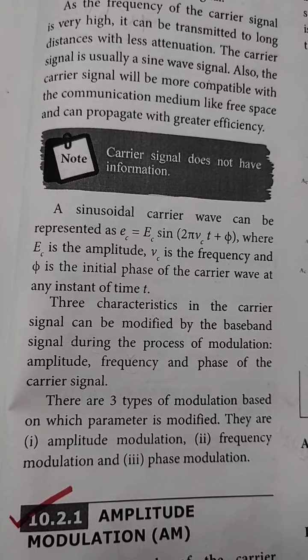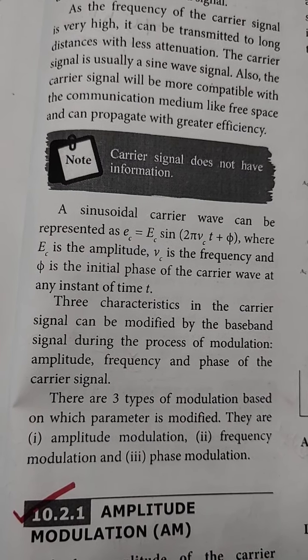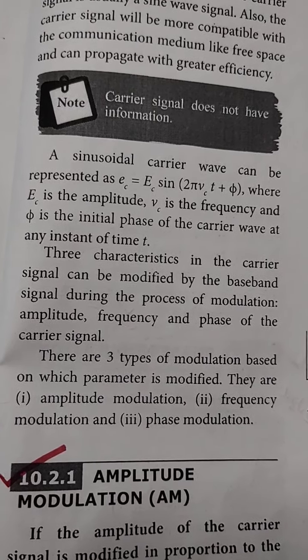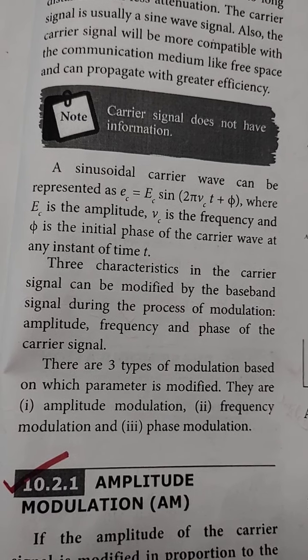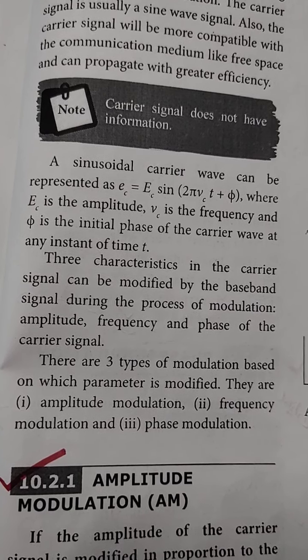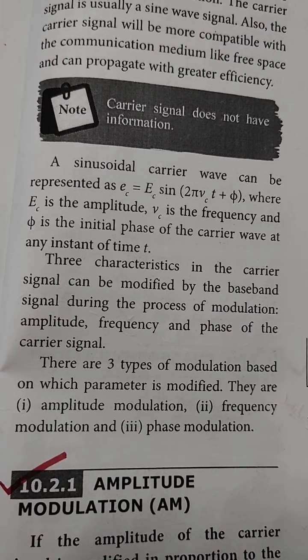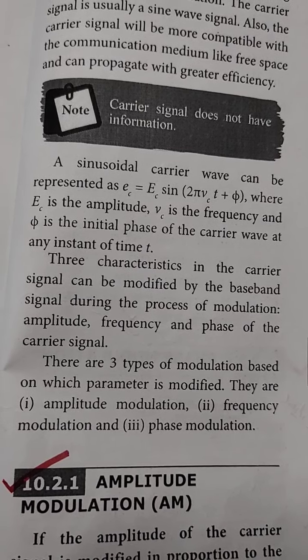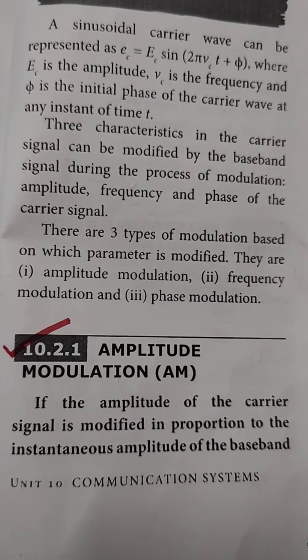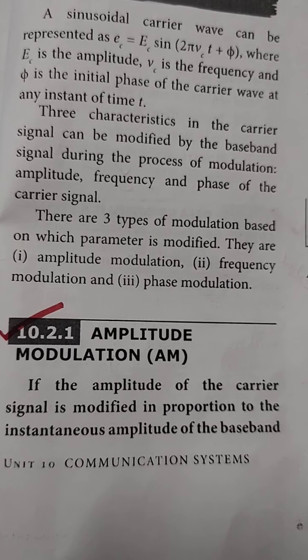First one, amplitude, frequency and phase of the carrier signal. There are three types of modulation based on the parameter that is modified. They are amplitude modulation, frequency modulation and phase modulation. The first topic, amplitude modulation.